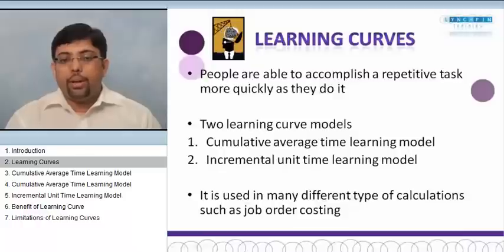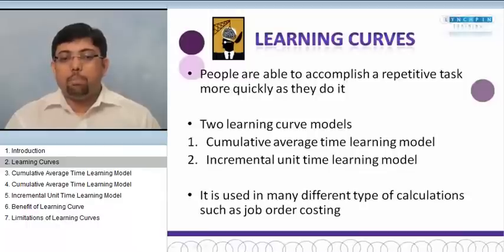Number two, learning curve models are available. The first one is the cumulative average learning model. In this one, what is happening? We are taking the cumulative average time for completing n number of units. So whatever time is required for completing the first till the last unit, we are having a learning curve. That's cumulative. Incremental is the differential between the last one and the previous one, and whatever the difference is, is the incremental. We are going to look into this.